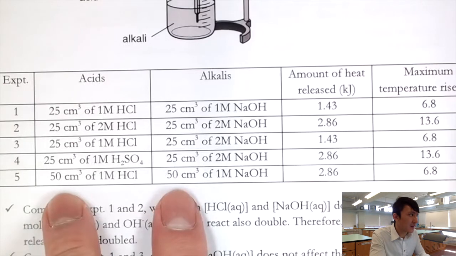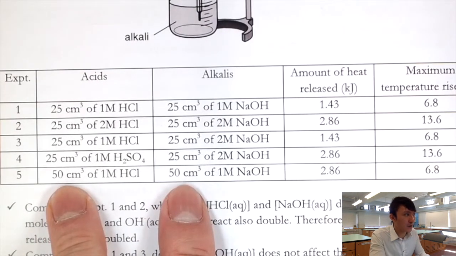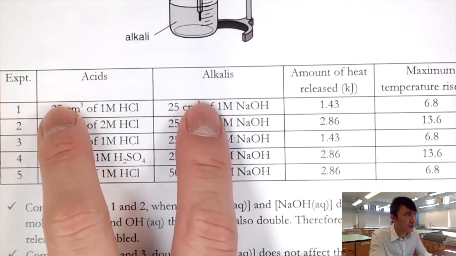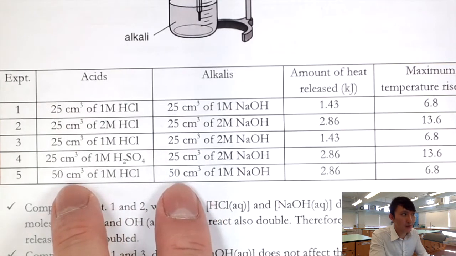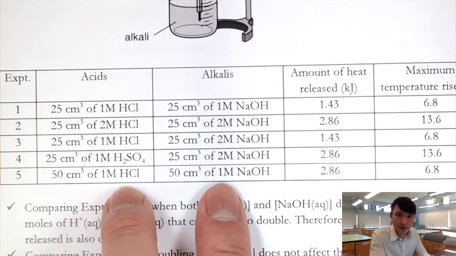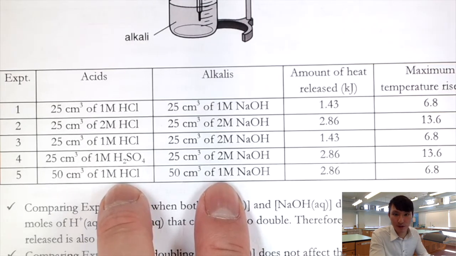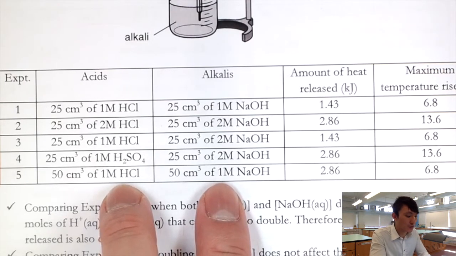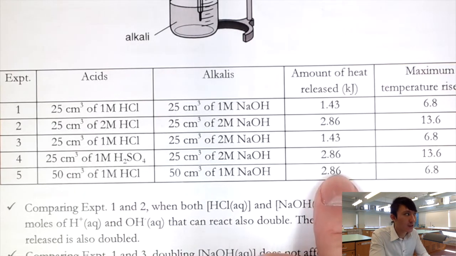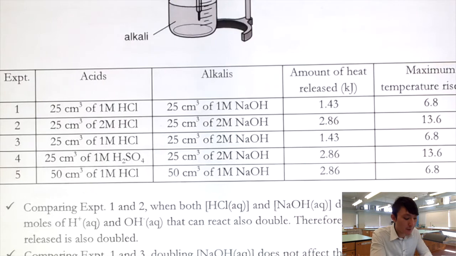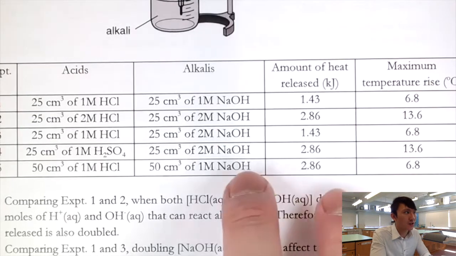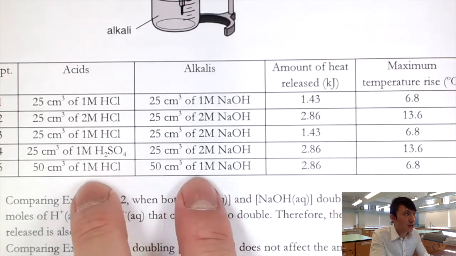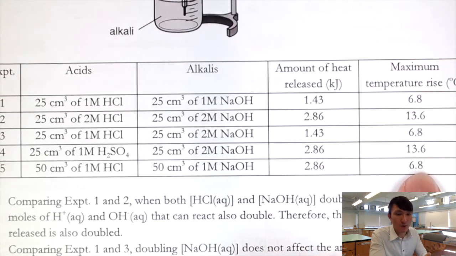Okay? And lastly, for experiment 5, if you compare this to the first one, now you notice they are of the same concentration, but with 50 cm³ each, it actually produced more heat, right? It has double the amount of H+ and OH- able to react with each other. So you see the total amount of heat released is doubled when compared to the first one. That makes a lot of sense. But if you look at the maximum temperature rise, it turns out to be the same. The reason is that as the heat released is doubled, so is the total mass of water. So that's why the maximum temperature rise remained the same.